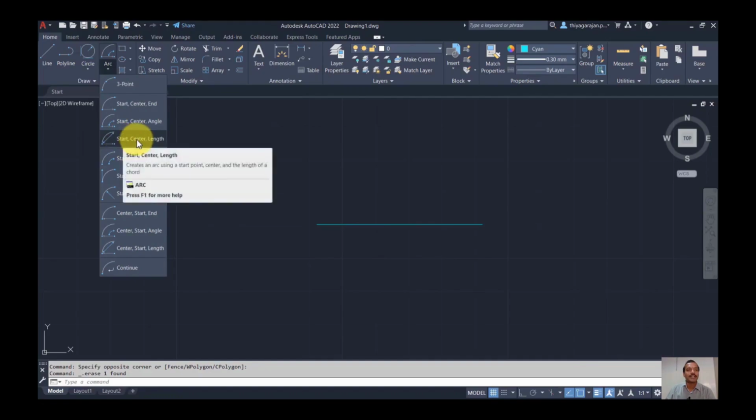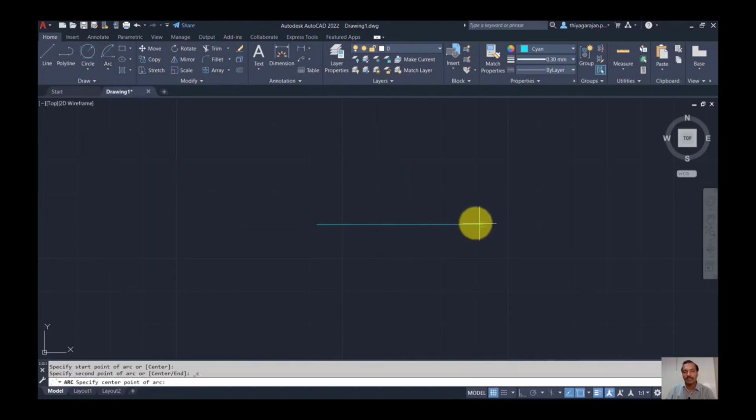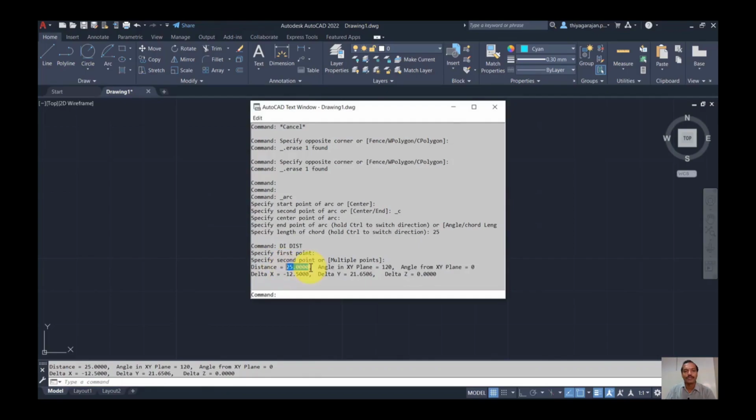Third option is what? Start center length. Same start point I'm giving, same center point I'm giving. Length of the arc. Let me give the length of the arc as 25. What is the 25 here? The distance between the start point to end point is 25 mm. You can check this point to this point. See, the distance is 25 mm.